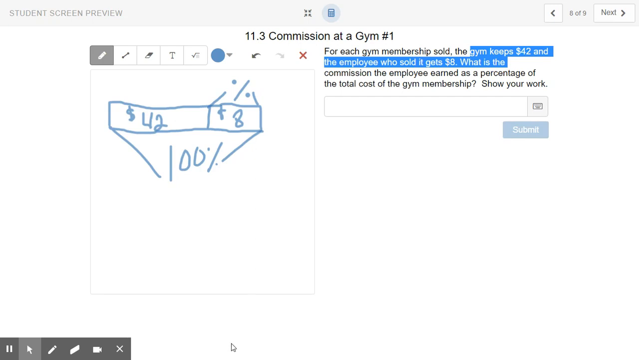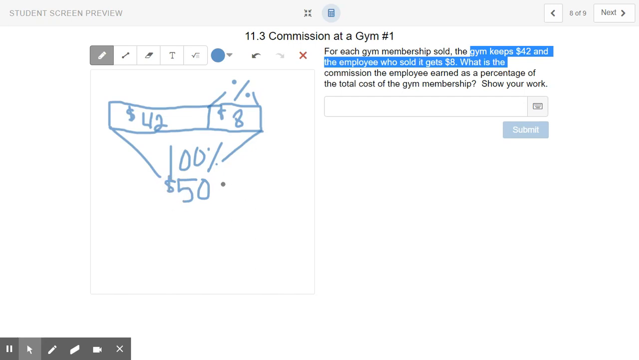Couple ways we can go about doing this. All right. The first thing, no matter what, we're going to have to know, what does the gym membership actually cost? Well, if the gym gets $42 and the person who sold it gets $8, that means the total cost is $42 plus $8. It's $50 for every gym membership. Okay?